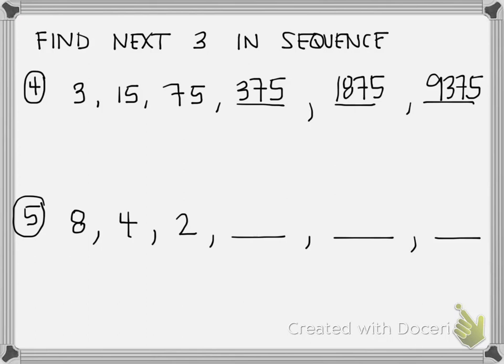What about this next one here? This one's decreasing, so 2 divided by 4, that's an R of 1/2. So 1/2 times 2 gives you a 1. 1 times 1/2 gives you 1/2. And 1/2 times 1/2 gives you 1/4.